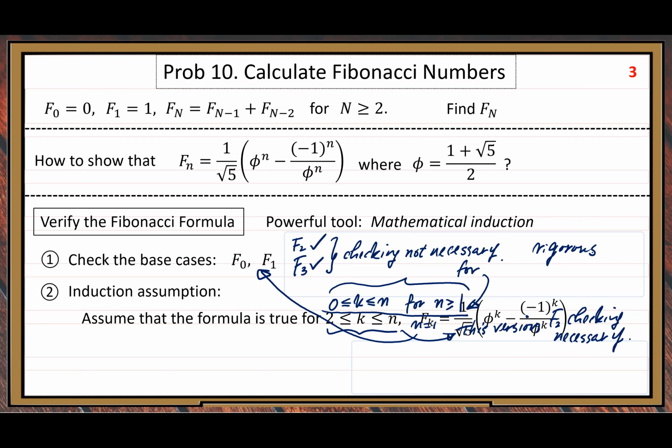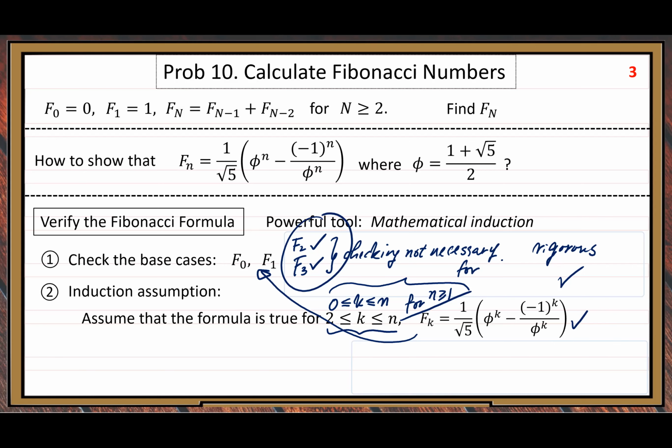So this formula is part of the Fibonacci formula, but this time I need to erase a little bit and write this version. When k is in this range, based on our assumption, it is correct. And this assumption is reasonable, not ridiculous, because we did a checking.